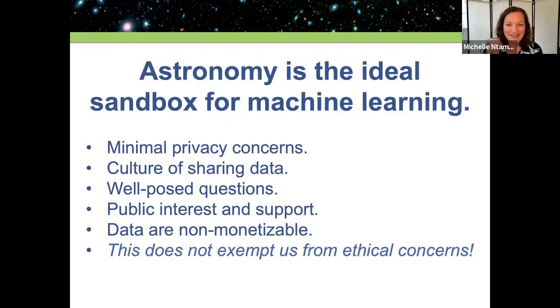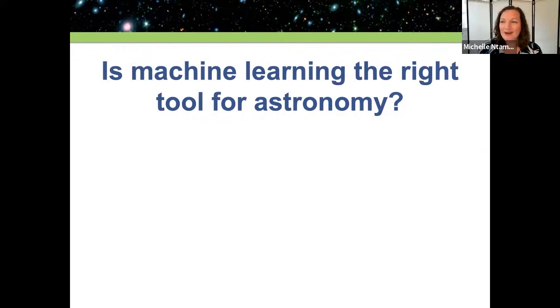Some might say worthless. I like non-monetizable a little bit better here, but they really can't be used to sell anything. Of course, that doesn't exempt us from ethical concerns, but we really do enjoy a lot of freedom for these reasons when it comes to applying machine learning to our questions. But this group, I think, needs to wrestle with a slightly different question. Astronomy is well suited for machine learning, but is machine learning the right tool for astronomy?